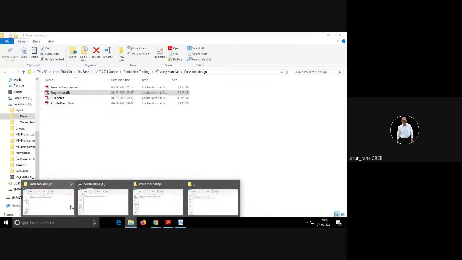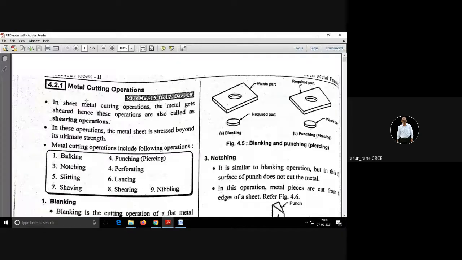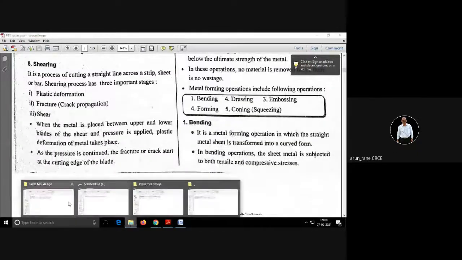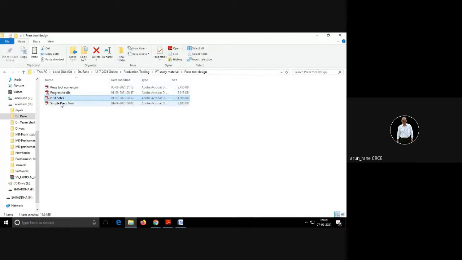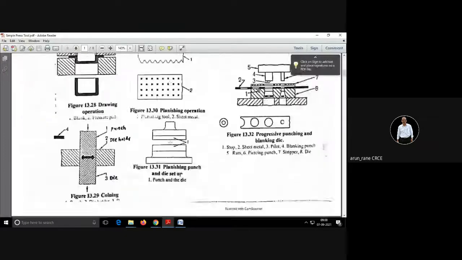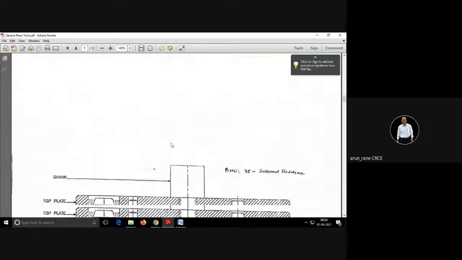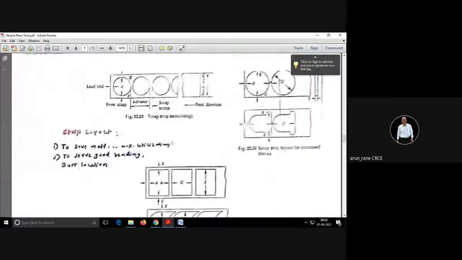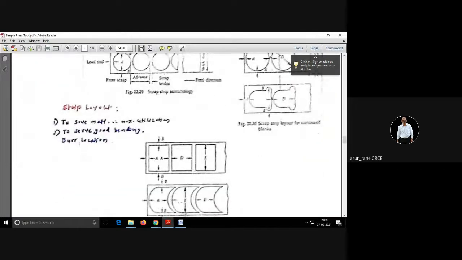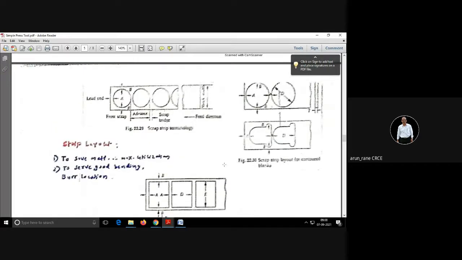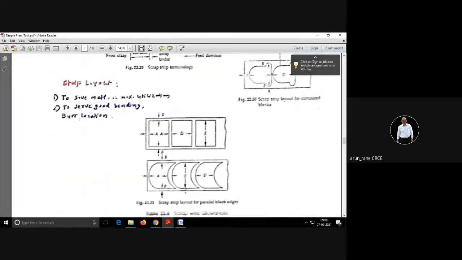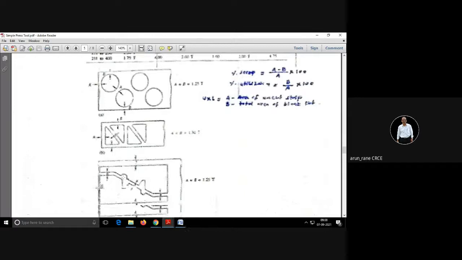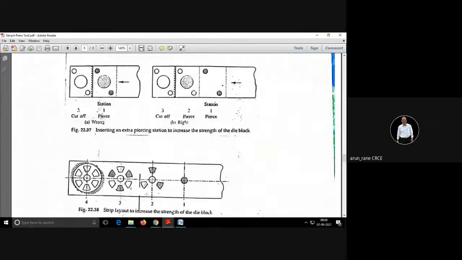Let me see if there is something in the TD notes. No, not in this. I have one, just hold on. Press tool. I'll show you tomorrow. Just remind me to show the press tool, how the tool will be. See, like this you can have configuration like this. You can have like this configuration, like this also, and like this also. Okay? So I will show you tomorrow.